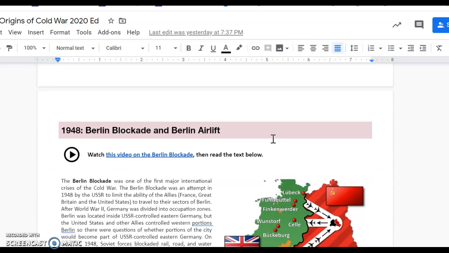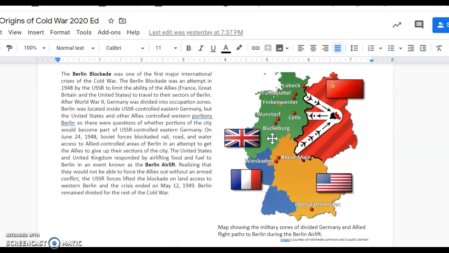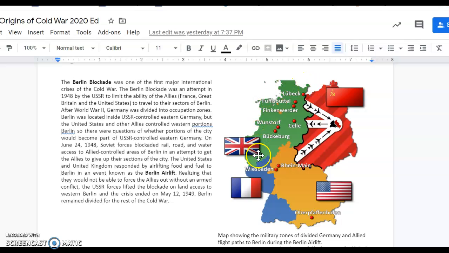All right, on to the next part. We're watching a video on a famous event known as the Berlin Blockade. And to help you out with this map here, all of this was Germany. It's just that this green section is going to be occupied by British forces after World War II. This blue section, French forces, tan section, American forces, and the red section is the Soviet forces.